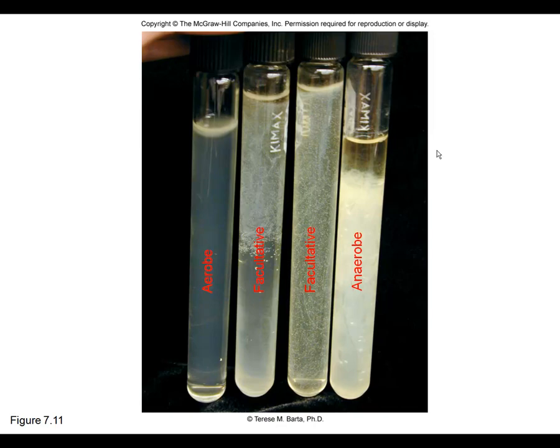Here we have a set of test tubes. This picture again is in your book. I have labeled the tubes. The tubes aren't labeled in your book. But if you look here, we have an aerobe. This aerobe basically has growth only at the top. If you look, the media itself is clear.